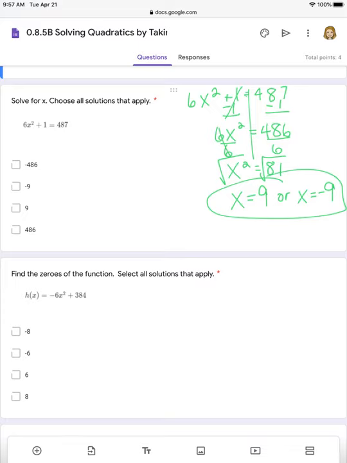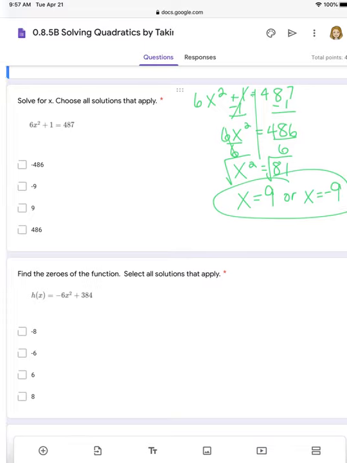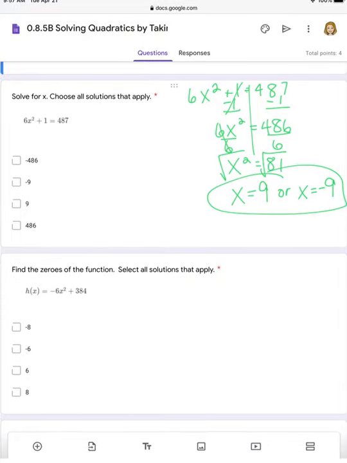I can't see that. Okay, so we need to find the zeros. So it does not equal 0. So we're going to make it equal to 0. We're going to say, let's see what values will make that function be 0. All right, subtract 384. Divide by -6. All right, let's see here.